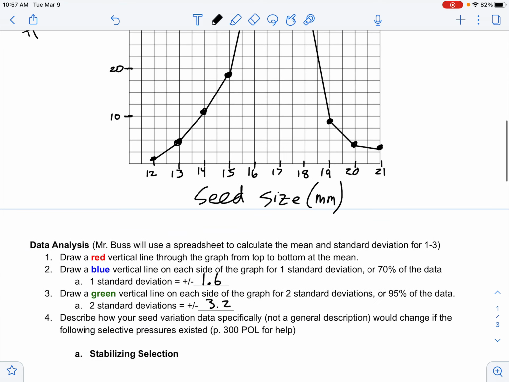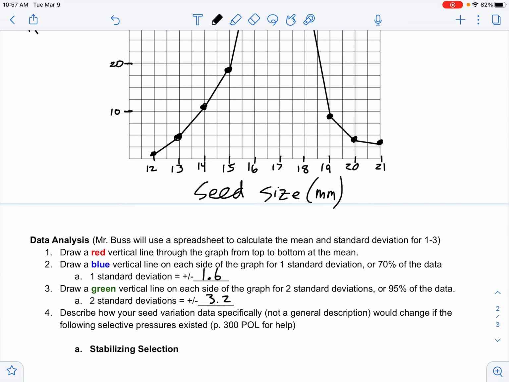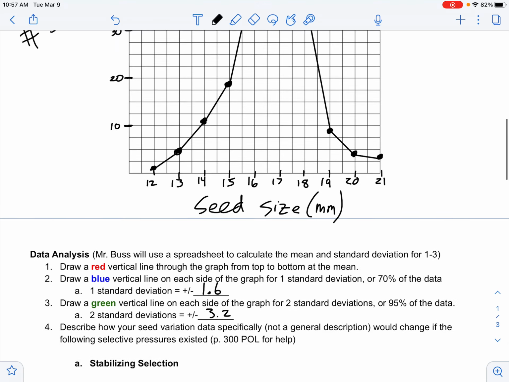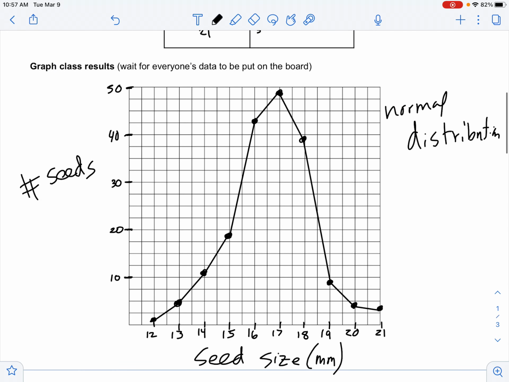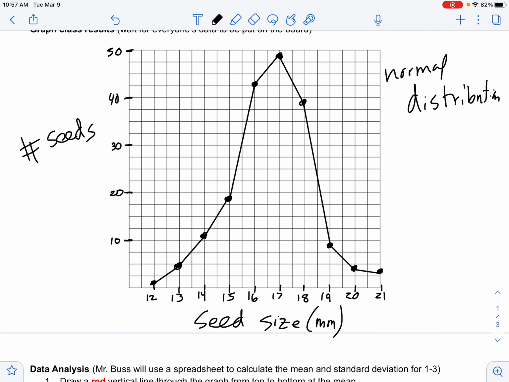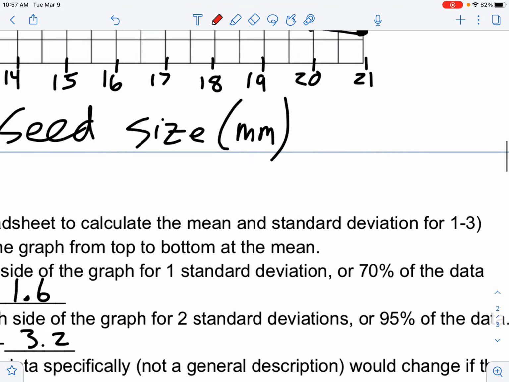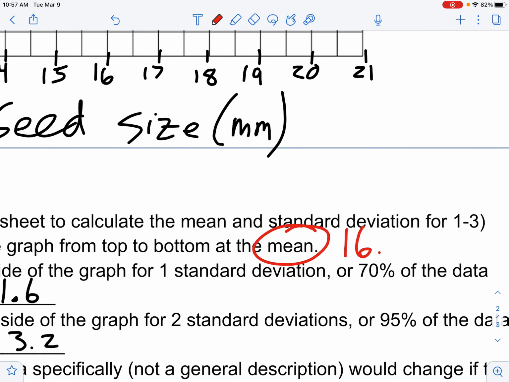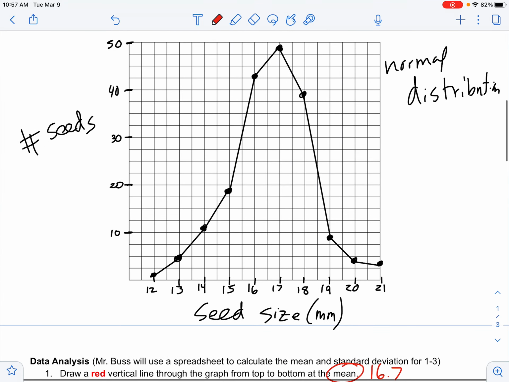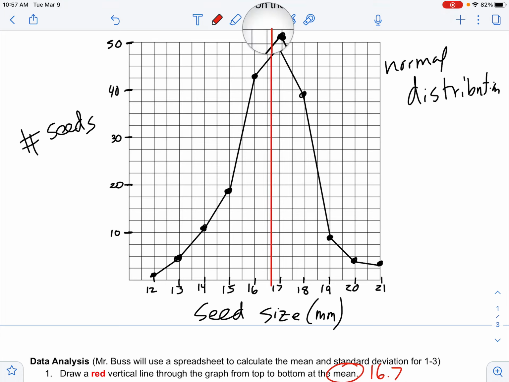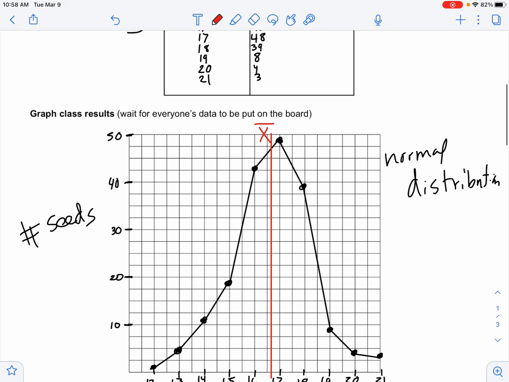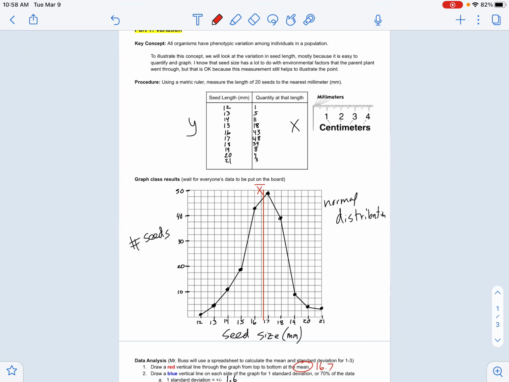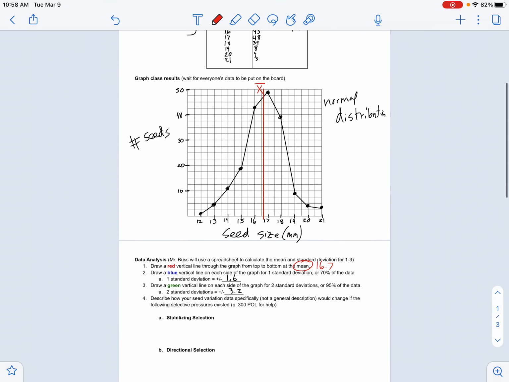So draw a red vertical line through the graph from top to bottom at the mean. It would be a pain to have to calculate the mean, but I had a spreadsheet do that. And so the mean is 16.7 roughly, just rounded to the nearest tenth. So 16.7, draw a vertical red line. Again, the mean, I'll just write x with a line over it, that's the mean. So that means that half of the data points would be on either side of that red line.